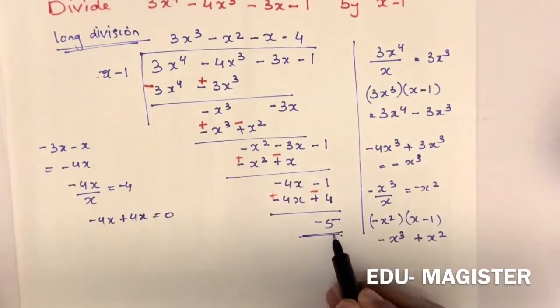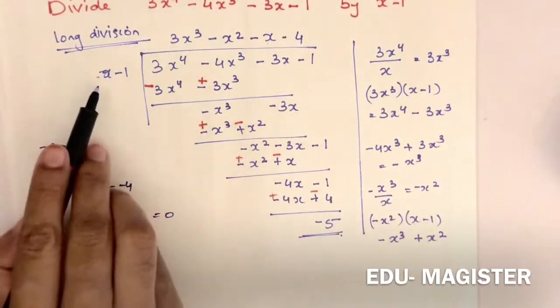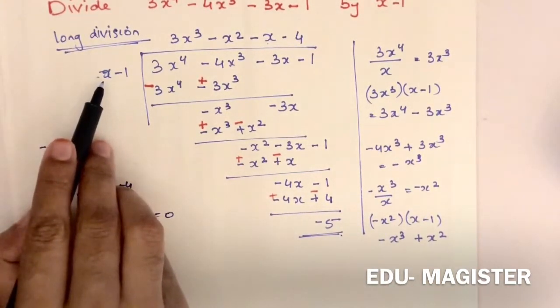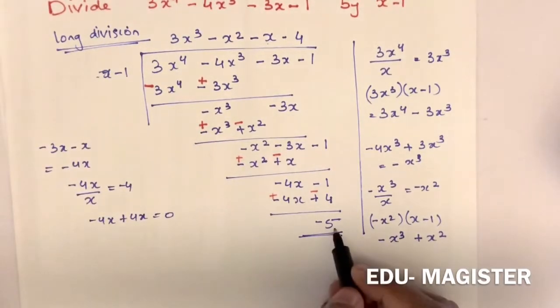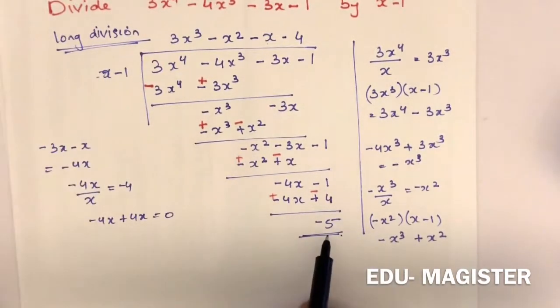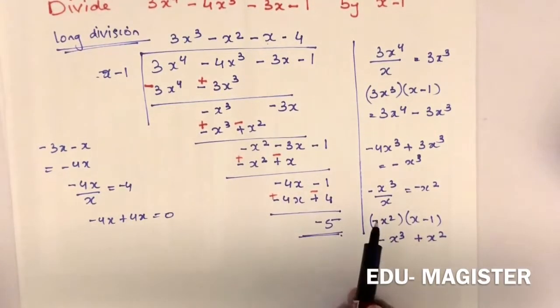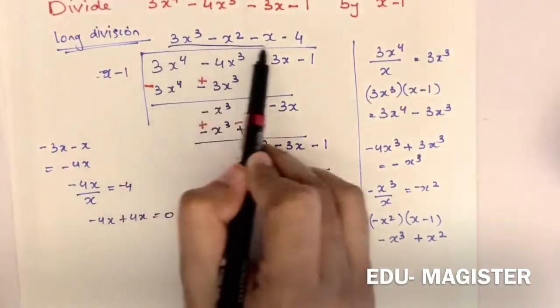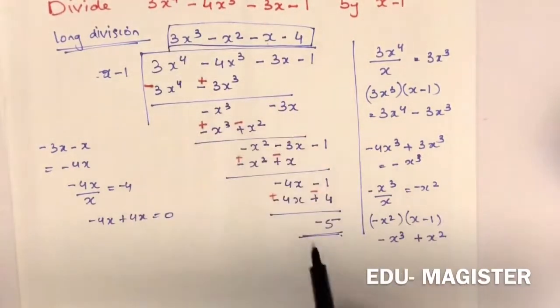I will stop here because in this case the degree of this 5 is less than the degree of the divisor. Okay, here the degree of this polynomial is 0 because this is a constant polynomial and the degree of the divisor was 1. So we will stop the division here. We cannot continue further. All right. So now this is the quotient and this is the remainder.